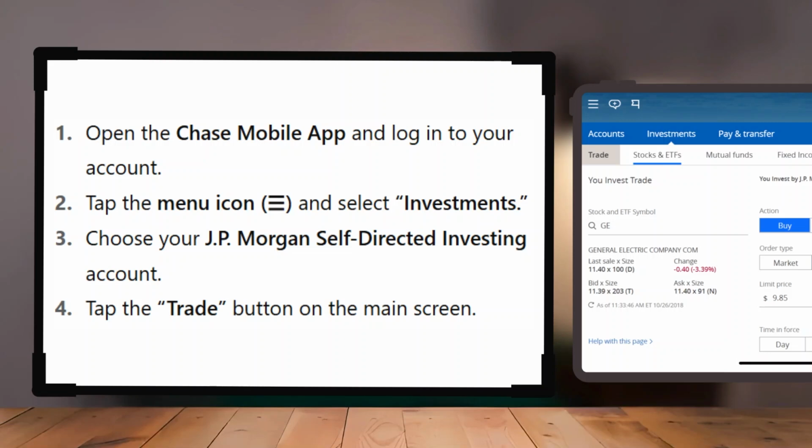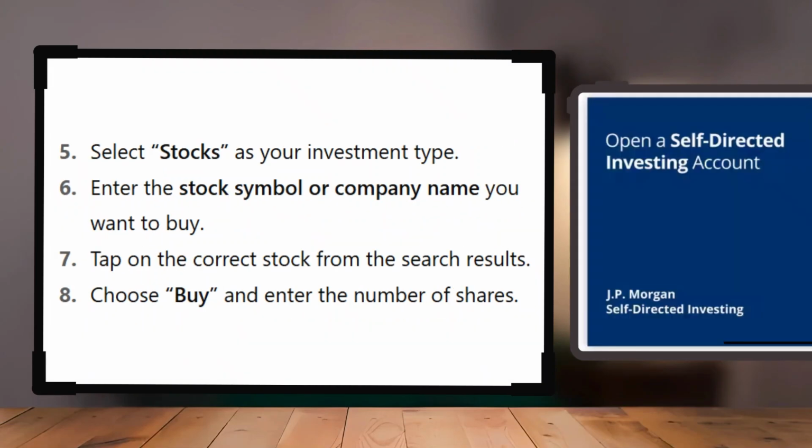Next, tap the Trade button on the main screen. After that, select Stocks as your investment type. Now, enter the stock symbol or company name you want to buy. Tap on the correct stock from the search results. Then, choose Buy and enter the number of shares.